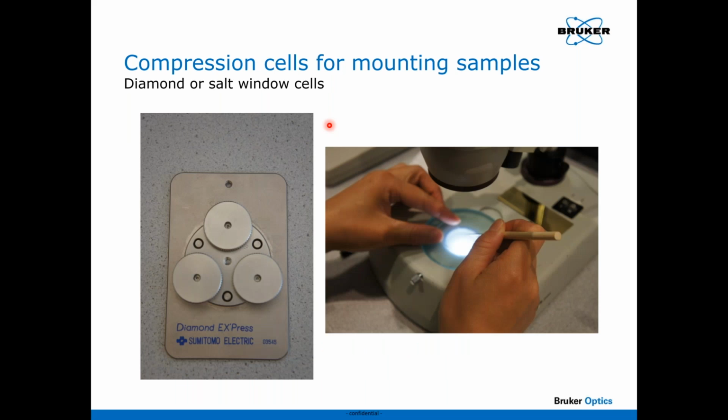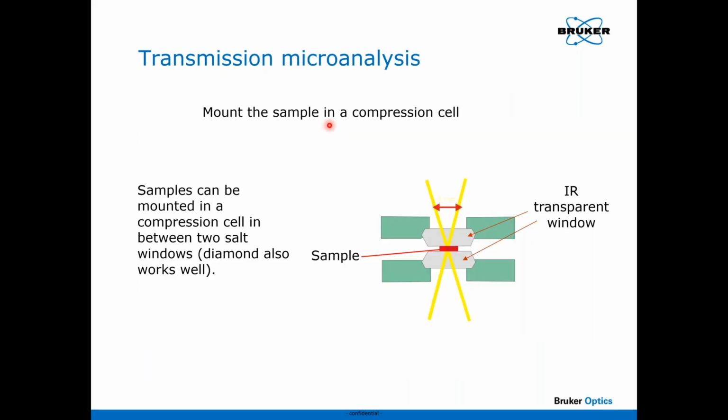So we're going to look in transmission. We're going to use a diamond transmission cell. So you can see Pong is manipulating the sample there using a probe. And so we're just going to cut a little piece of it, and we're going to place it in between two windows in a compression cell.